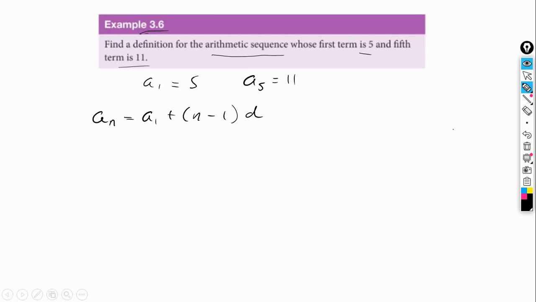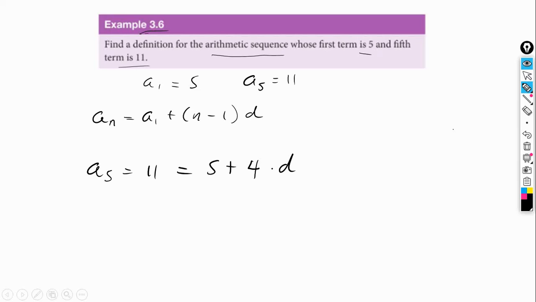So we don't have the common difference. That's something that we have to find. So how can we find it? We can plug the information here and find the common difference. So look, the fifth term is equal to 11, but it's also equal to the first term plus the index of the term minus 1. So in this case, 4 times d.